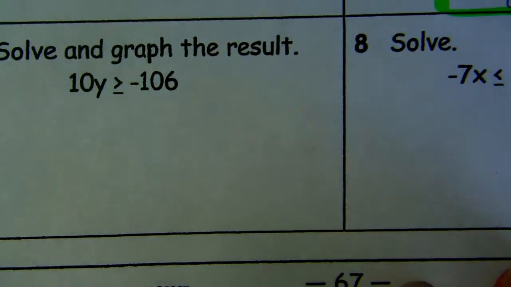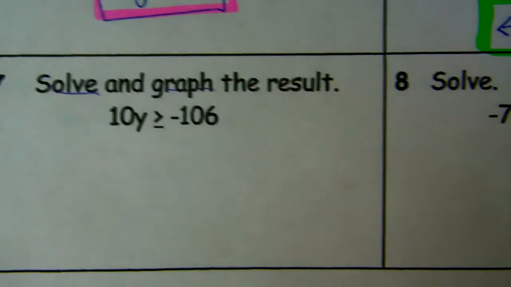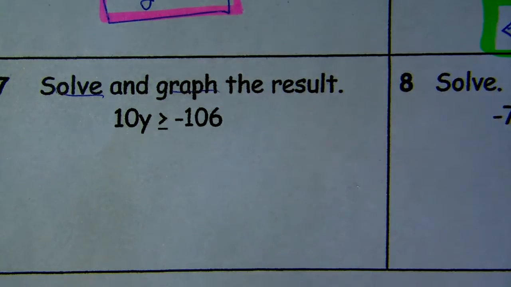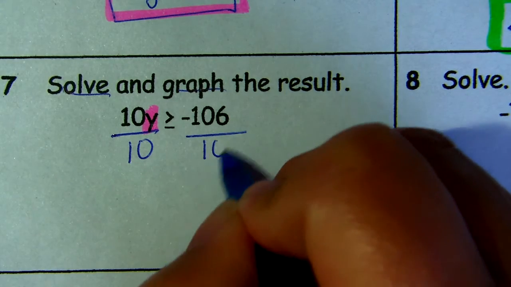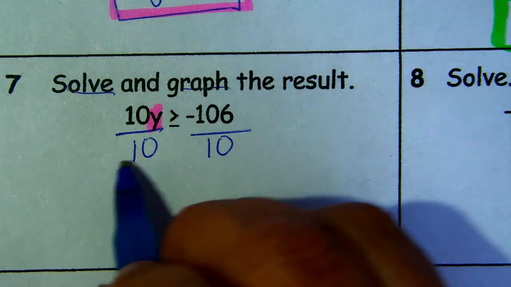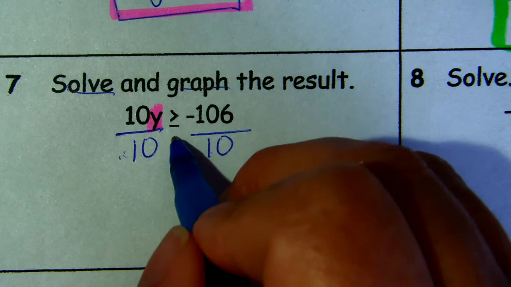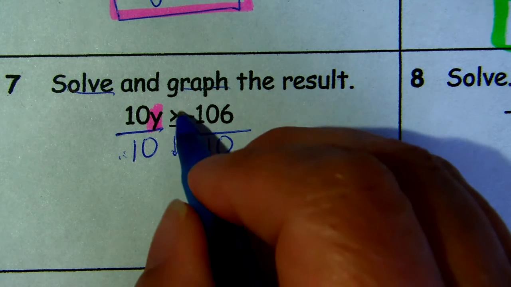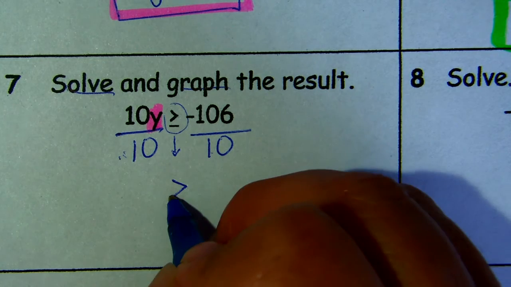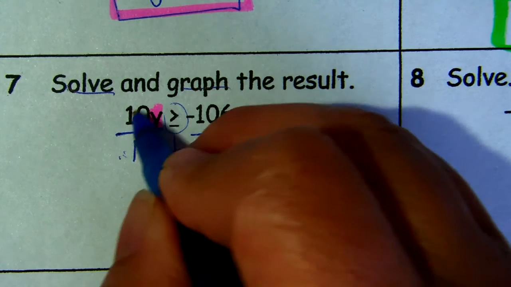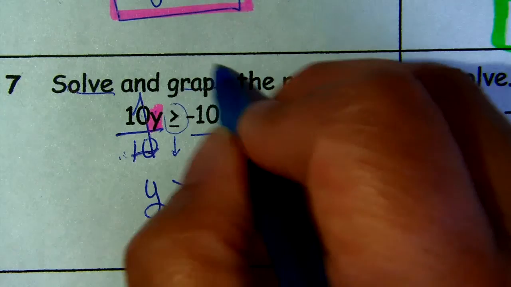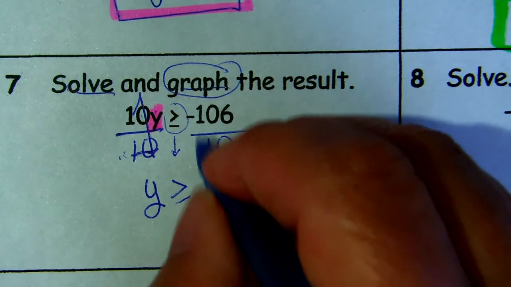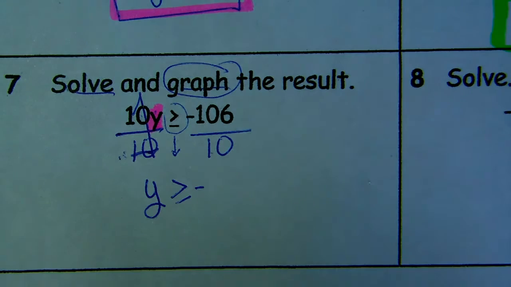Number 7. Solve and graph. We want to solve for y. So divide by 10, by 10. Do we have equalize? No. So we're going to bring this guy down exactly the way it is, as greater than or equal to. 10 over 10, of course, becomes a 1, and you have the y. Now, -10, since we're going to graph, of course, the answer is negative. Let's see what we get.